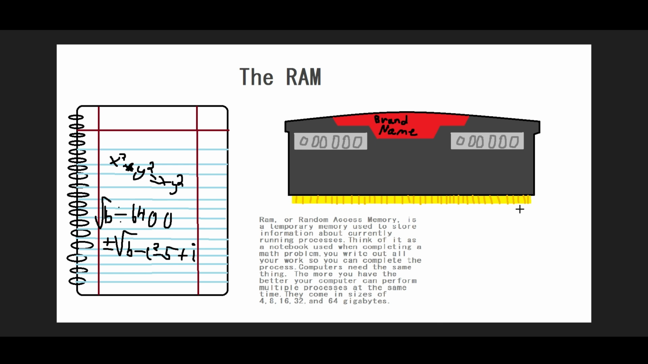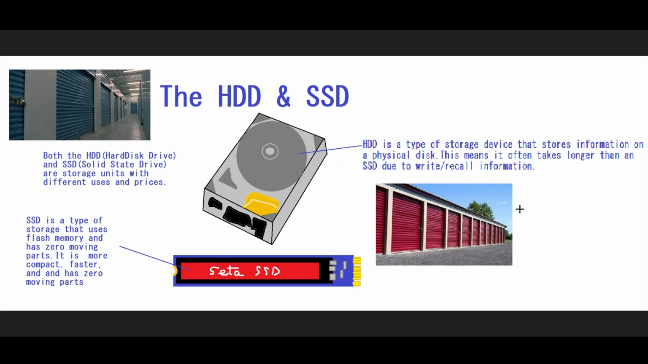So the CPU and the RAM work really closely together. I mean, they all work really closely together, but these two especially. Next up, we have the HDD and the SSD. These are both of your storage devices. So HDD stands for hard disk drive, and SSD stands for solid state drive.